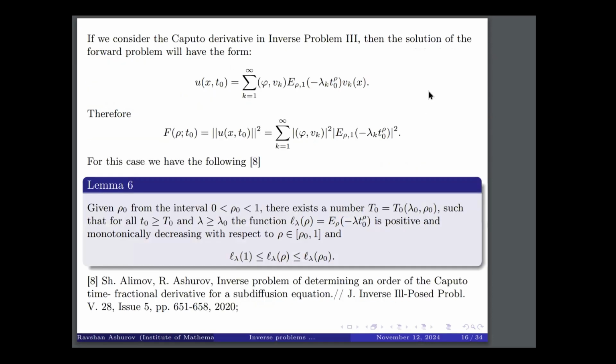So this gives the solution of this inverse problem in the formulation of inverse problem 3. Now, with this method, you can also consider the case when you have the Caputo derivative. When you have the Caputo derivative, the solution will have the following form, and the norm is equal to this. Now you have a different Mittag-Leffler function. And again, we must show that this Mittag-Leffler function.